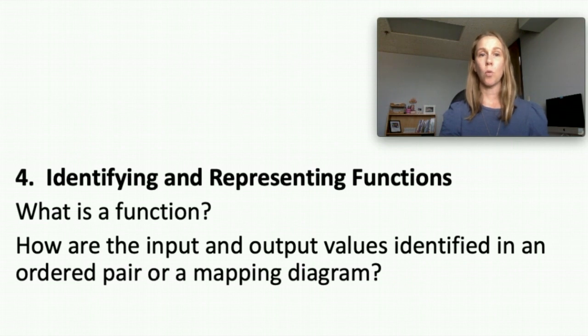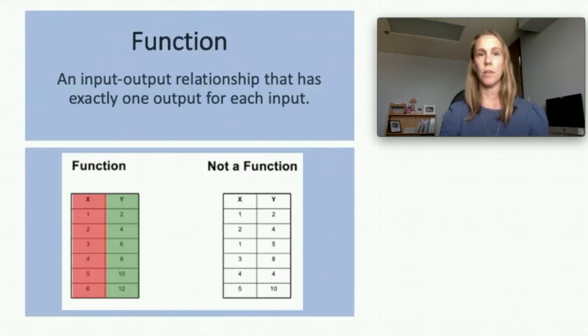For activity 4, we're going to identify and represent functions. We're going to talk about what is a function and how are the input and output values identified in an ordered pair or a mapping diagram. So we're going to look at both of those. Starting with a function is simply an input-output relationship, but to be specific, it has exactly one output for each input. So in order to be a function, I cannot have one input producing two different outputs.